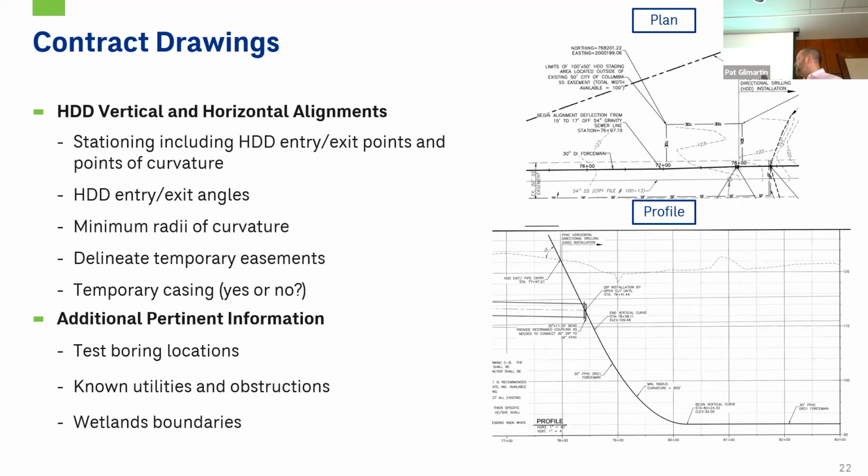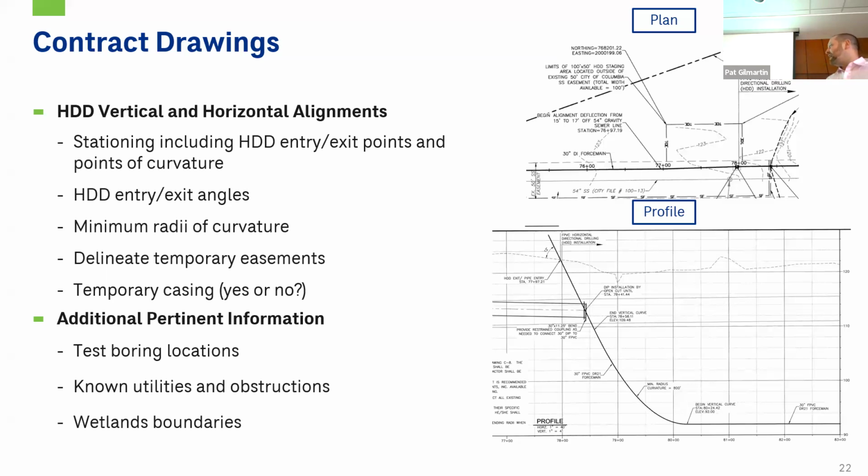And so typically we like to show those entry and exit angles. We do always want to specify that minimum radius of curvature to make sure that they aren't causing issues with the pipe itself. One of the big items is delineating temporary easements. If you do not show an adequate area for the contractor on the contract drawings, then that can cause issues during construction with having the available space to actually install the pipes.